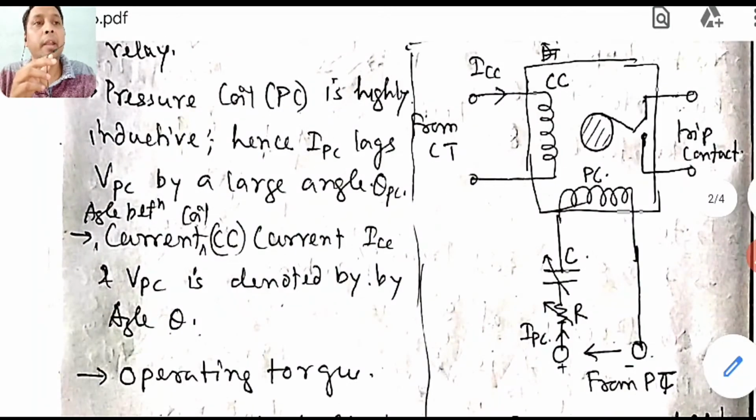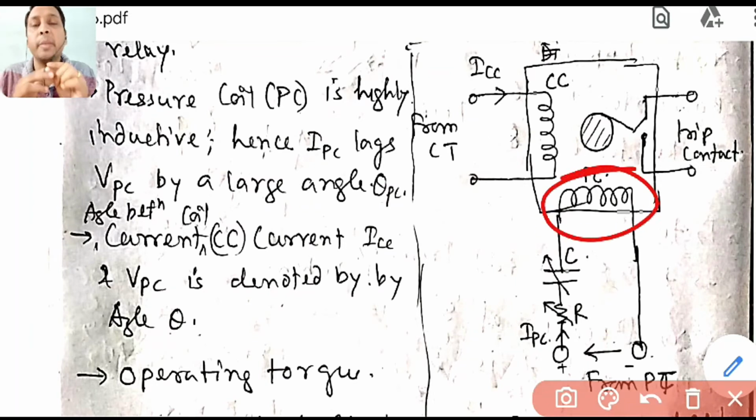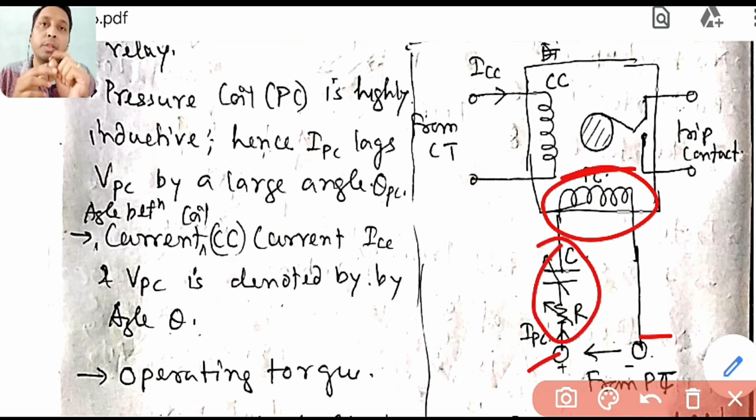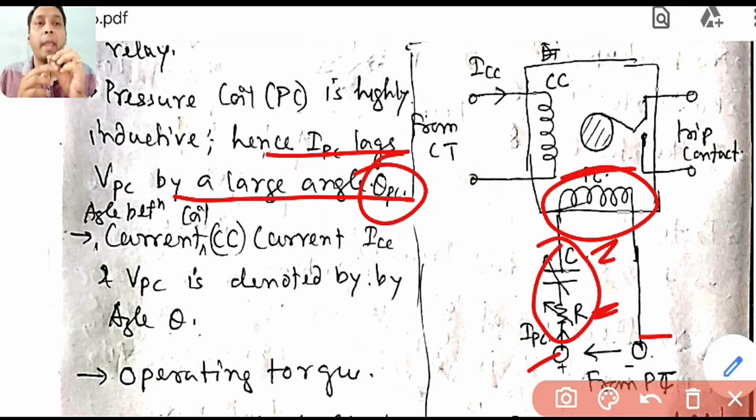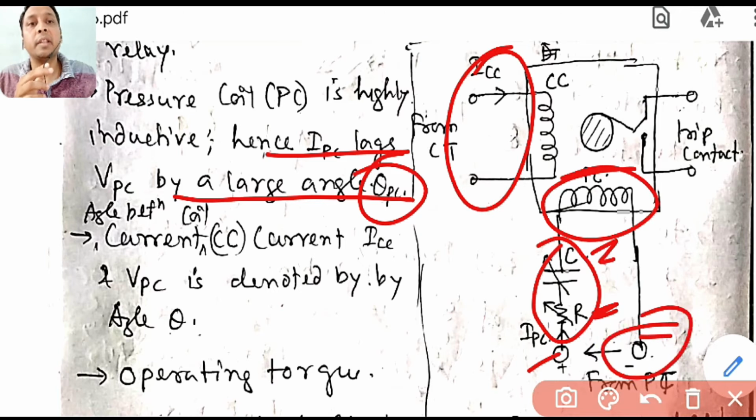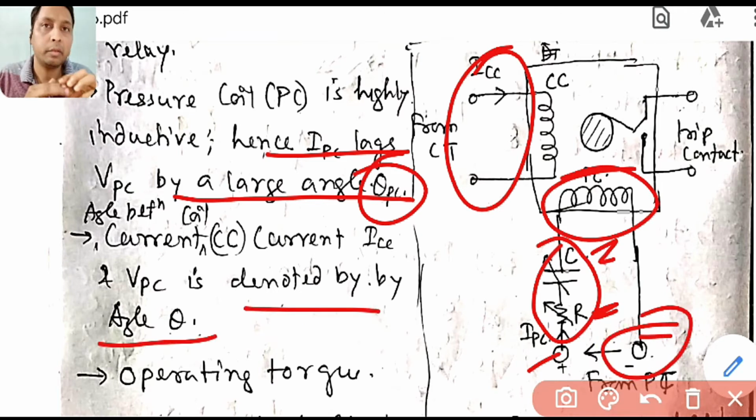The pressure coil is highly inductive. If you see the pressure coil, it is always made highly inductive. So whatever voltage you apply, the current is going to lag it by an angle almost near 90 degrees. But here a variable capacitor and resistance are given, by which you can change this angle. The angle between VPC and IPC is known as theta PC. So IPC lags VPC by a large angle, theta PC, and this angle can be changed by varying this variable resistance R and C. And the angle between this current and the voltage it is sensing is denoted by theta. That will depend on the system.